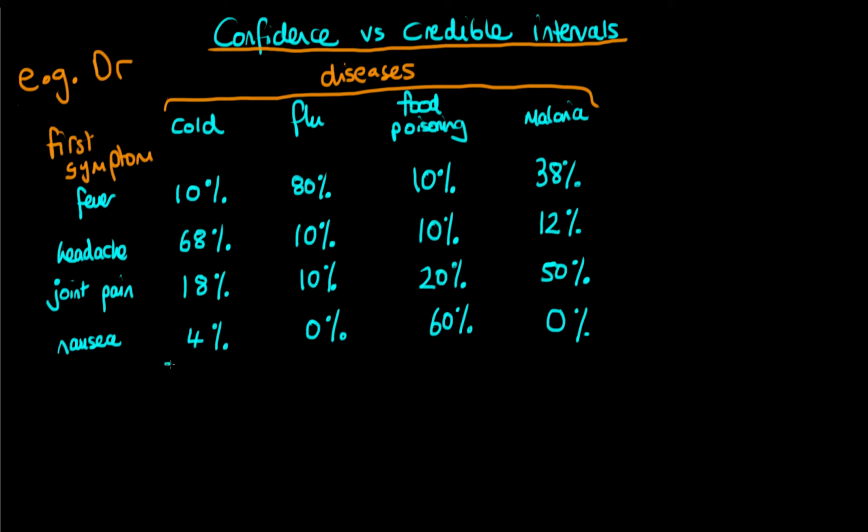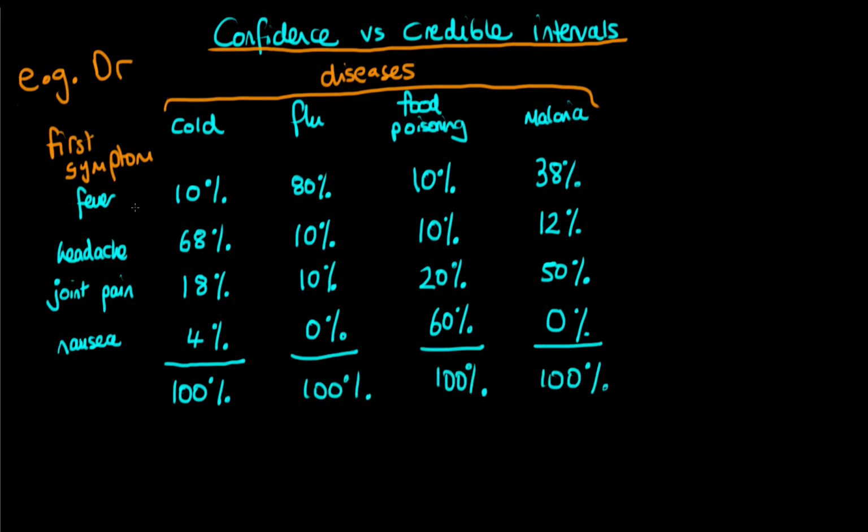Because these are historical breakdowns for each possible condition, the sums in each of the columns actually add up to 100%. So what this means is that for each of the conditions that we consider here, the first symptom to appear in our patients is always one of these four possible symptoms that we've noted down.